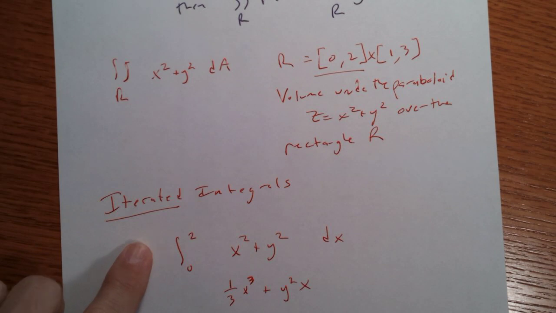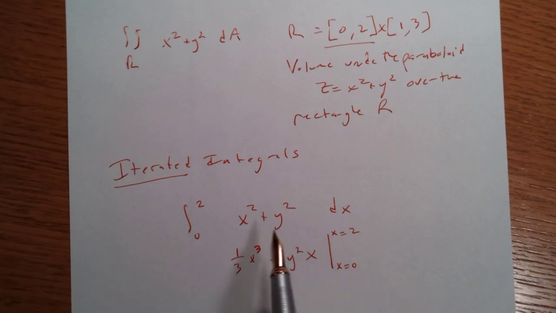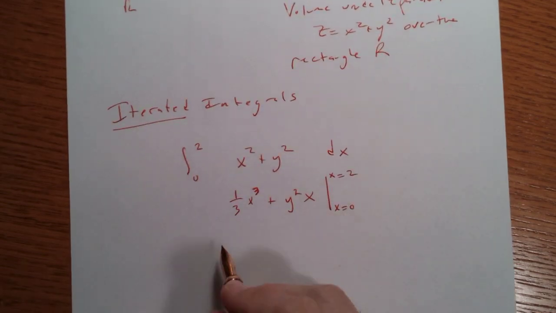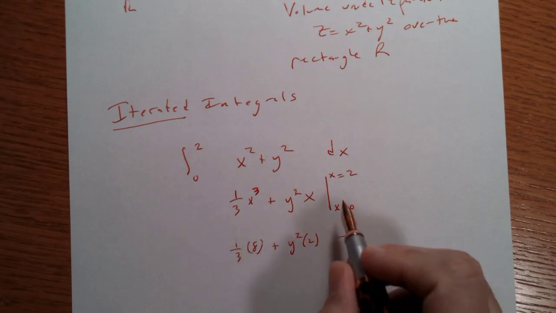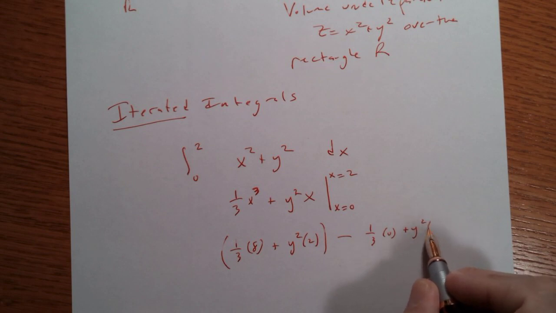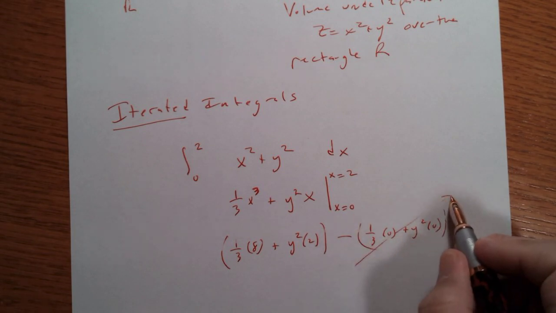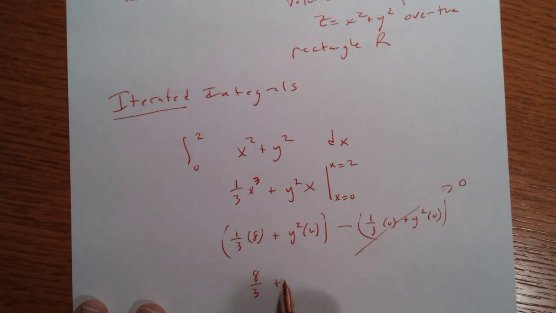But there are numbers here. So I need to remember that I am evaluating this integral from 0 to 2. And those are x values. So I even wrote the little x right there to remind me these are x values. So plug in those numbers. If I plug in 2, I get 1/3 8 plus y squared times 2. If I plug in 0, I get 1/3 0 plus y squared times 0. As a matter of fact, this whole term is 0. So I get 8/3 plus 2y squared. A function in only y.